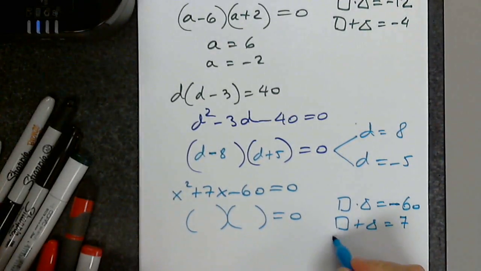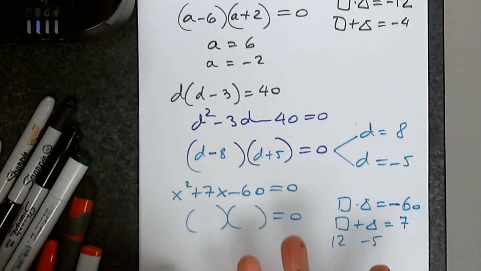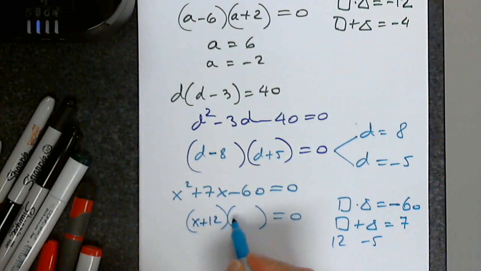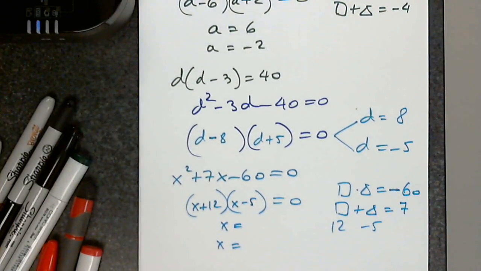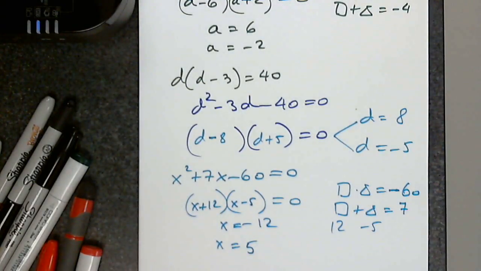12 and -5. 12 times -5 is -60, and 12 minus 5 is 7. So this is what I need. X plus 12, x minus 5. So then we have two options for x. One option is -12, and the other one is, good, perfect.